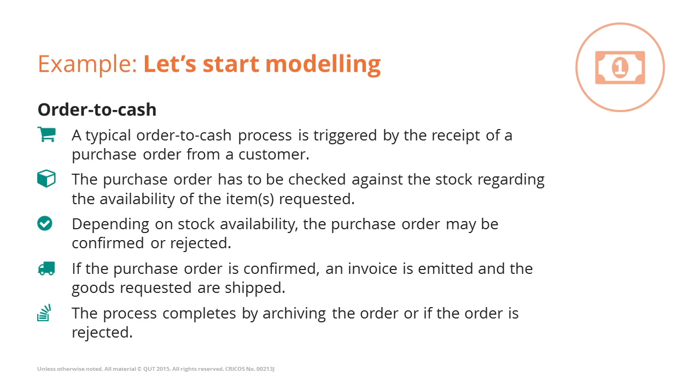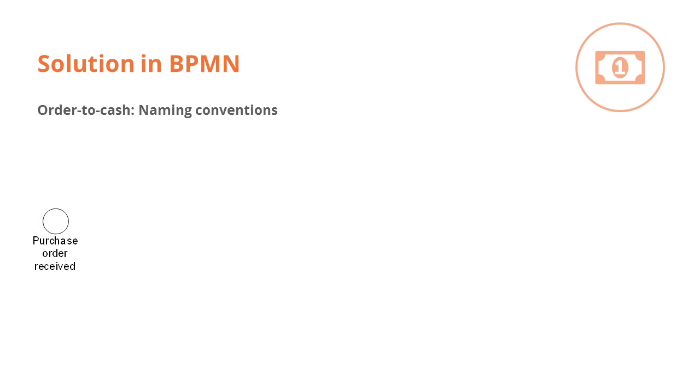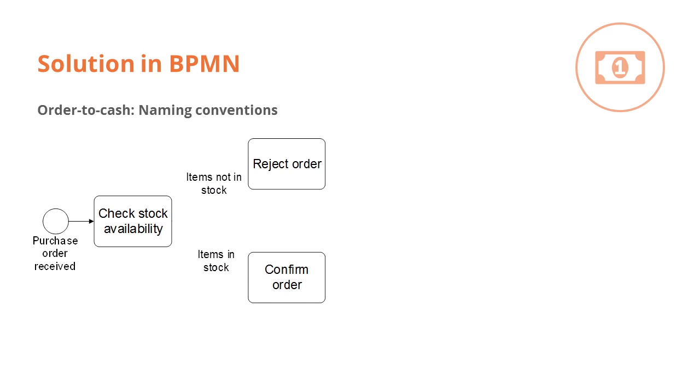So a typical order-to-cash process is triggered by the receipt of a purchase order from a customer. We start with a start event, purchase order received. The purchase order has to be checked against the stock regarding the availability of the items requested. We check for stock availability. And we have two possible outcomes of this activity. Items aren't in stock and items are in stock.